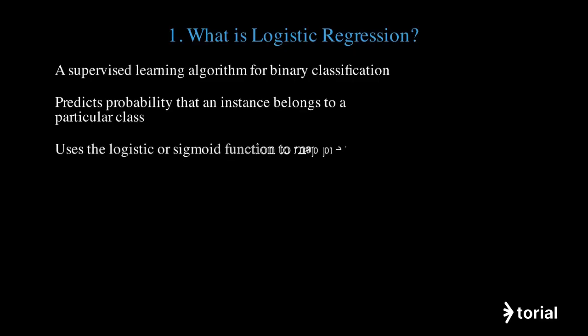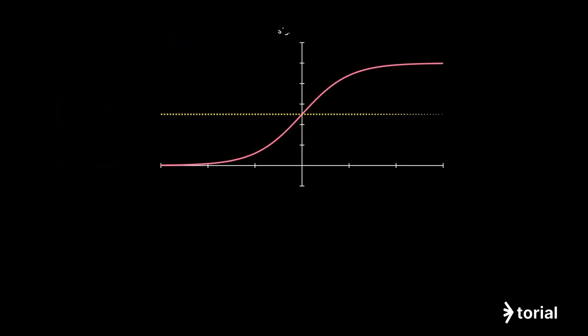It uses the logistic function, also called the sigmoid function, to map any real-valued number into a probability between 0 and 1. This is the sigmoid curve, which smoothly maps any input value to a probability between 0 and 1, with 0.5 as the decision threshold. The sigmoid function is the mathematical heart of logistic regression.